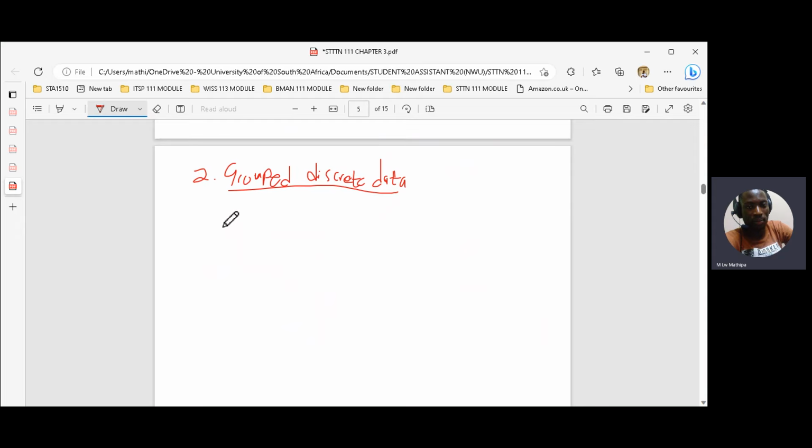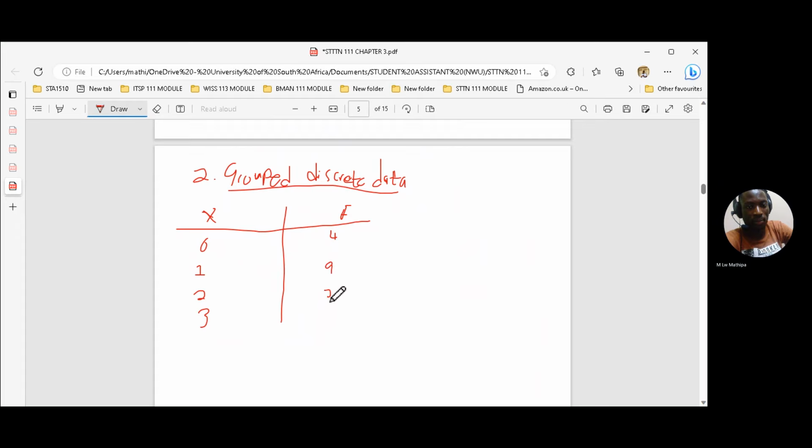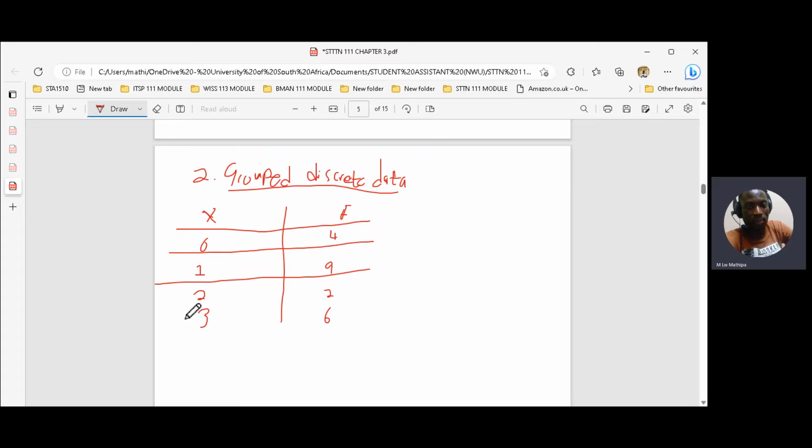For grouped discrete data, you will always be given this table. Sometimes they say number of students, or they just say number of students as X. Then they give you the frequency. They put 0, 1, 2, 3, and then another column of frequencies, let's say 4, 9, 2, 6. We have something like this.